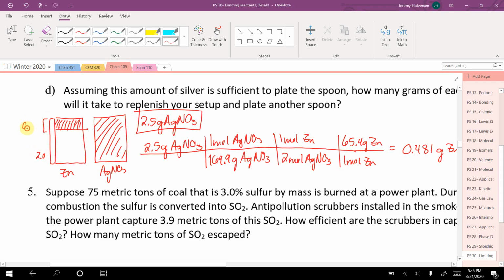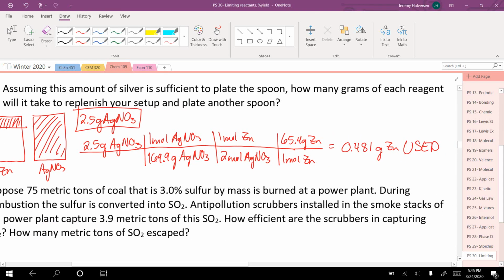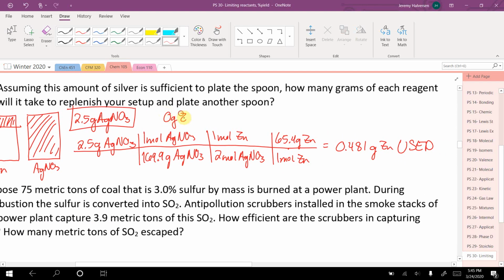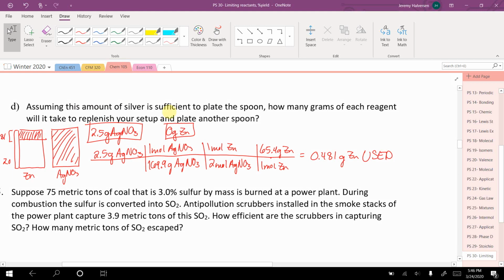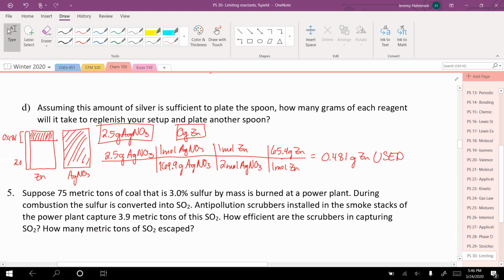This is 0.481 grams. All right, so if I want to run this reaction again, do I need to put those 0.481 grams back in? No, because I still have plenty left, more than 0.481. So I don't need to add any more zinc in there. I've got enough to run this reaction at least 3 more times. So I have to add 0 grams of zinc and 2.5 grams of silver nitrate. All right, hopefully we'll get some opportunities to do more of that.